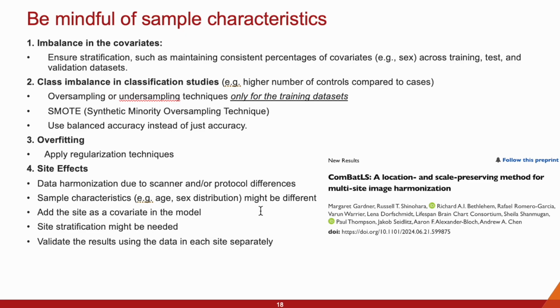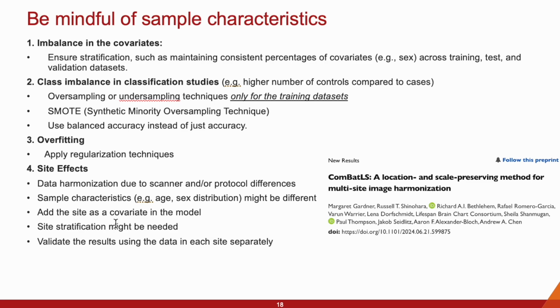And we can also incorporate site as a covariate in our model to account for site-related variability. It means that, in addition to adding neuroimaging data, age, sex, and brain volume, we can also add the site as a covariate in our model.